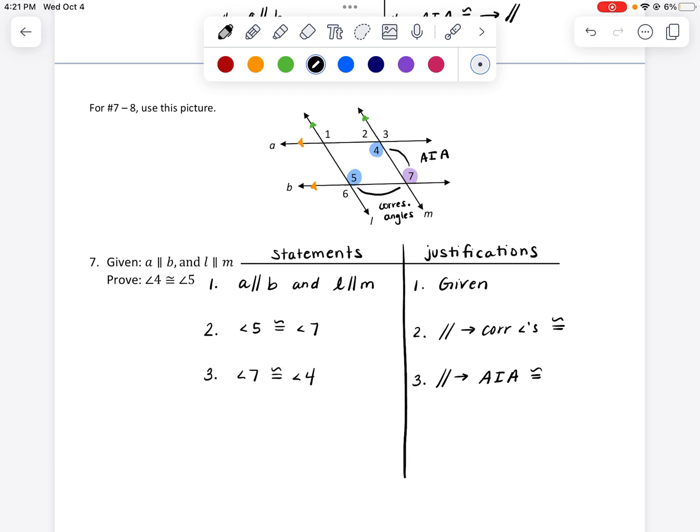Looking at this, again, 5 is congruent to 7. 7 is congruent to 4. So we can say that angle 4 is congruent to angle 5. And again, we can use substitution or the transitive property.